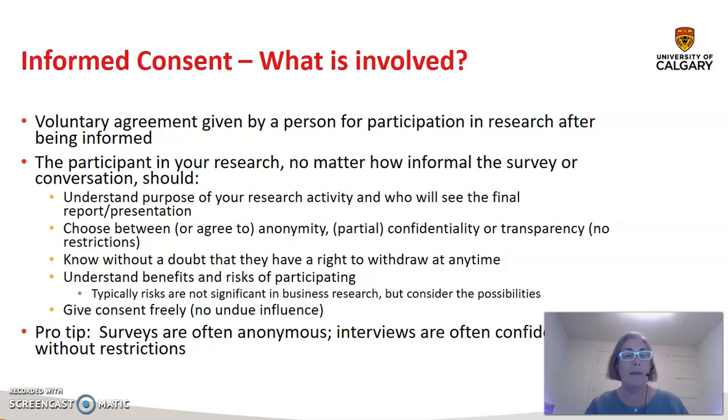To give an example, if you're in an MBA course and you're doing a project at your company, they should know what the purpose of the research is and that both the professor and possibly your direct management level above you will see the report. That might affect how open they are willing to be with you, so it's important that you share that information. Then they would choose between, or agree to, anonymity, partial or full confidentiality, and transparency, which means no restrictions on sharing the information and their identity.